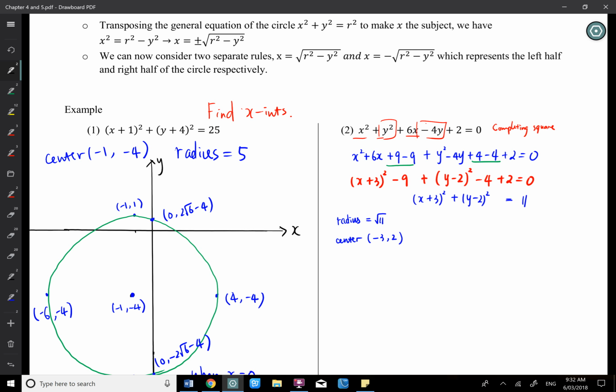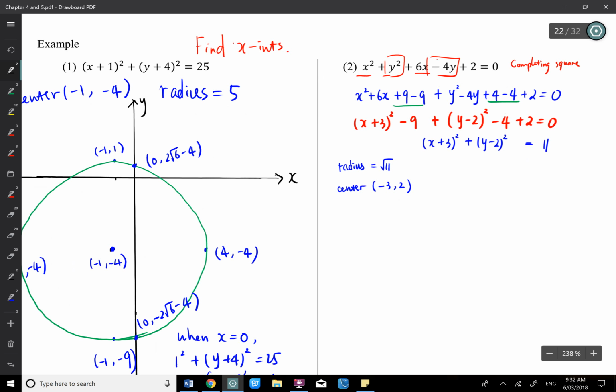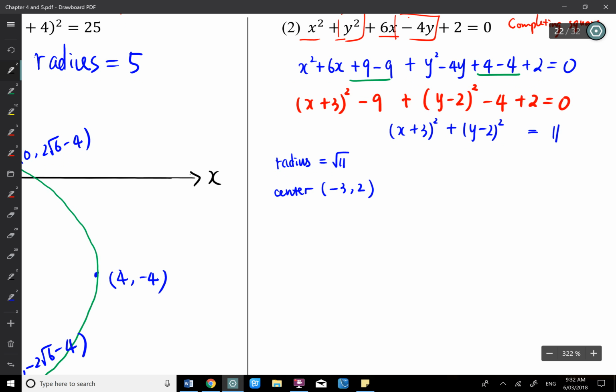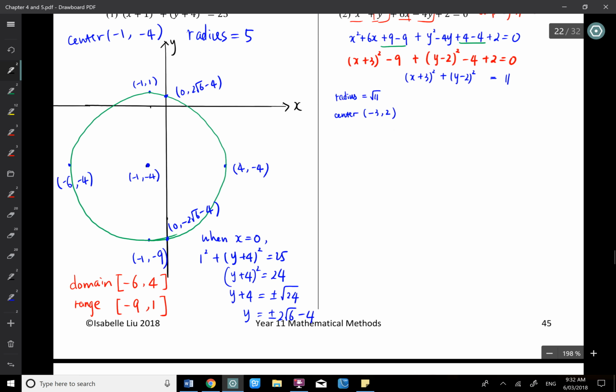Also, we have a general form, an expanded form for a circle. If you have the same number of x squared and y squared, then that's a circle equation. If we want to see what it looks like, we need to put it back into the center radius form by completing the square. After we complete the square, we have x plus 3 squared plus y minus 2 squared equals 11. So we know the radius will be root 11 and the center will be minus 3, 2. That's how we sketch it.